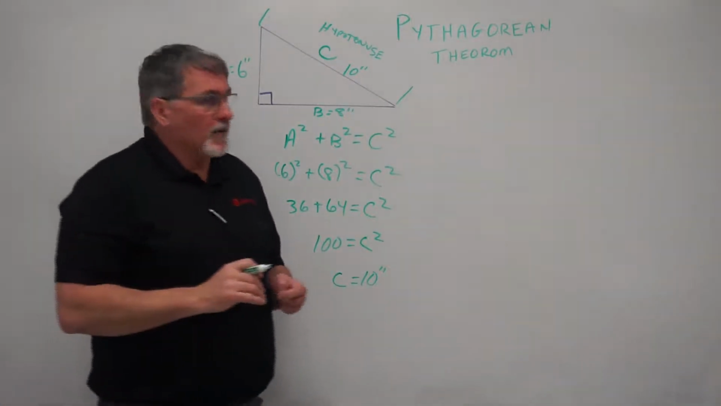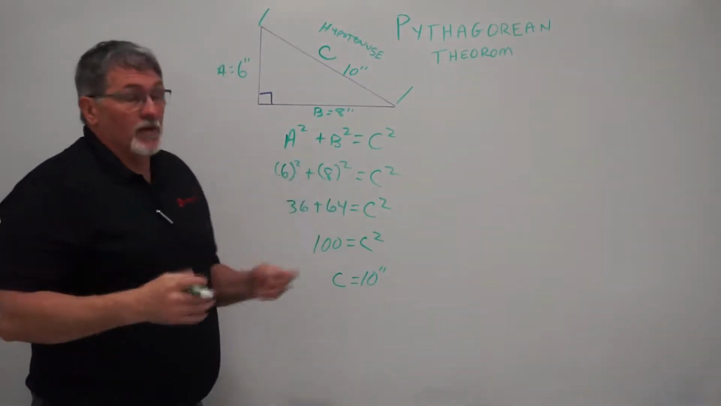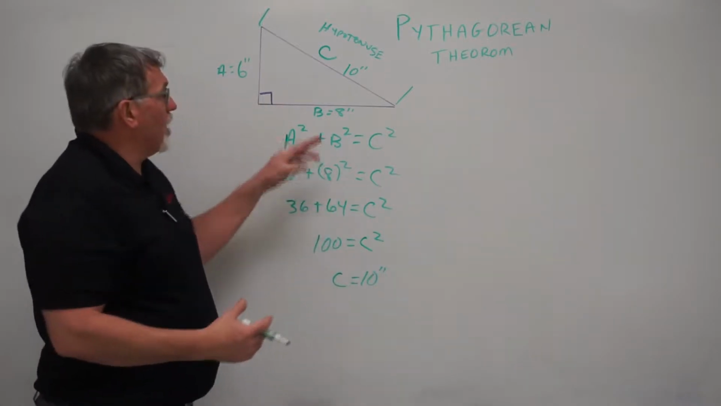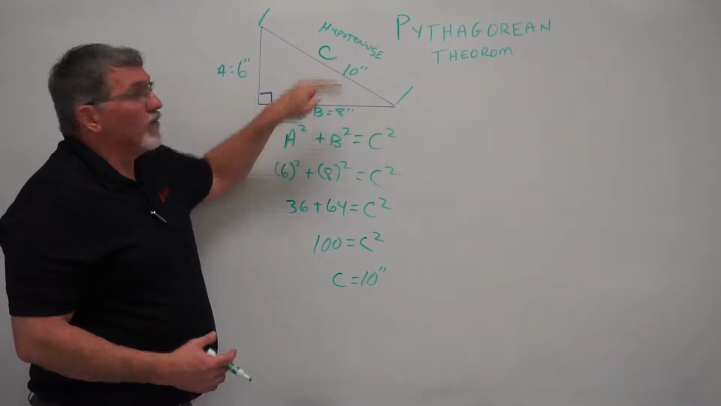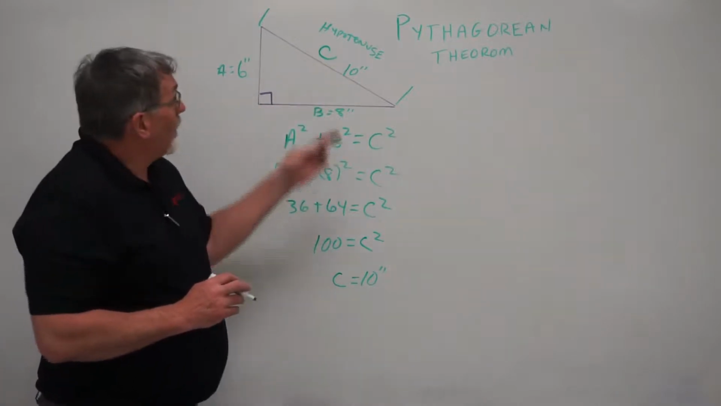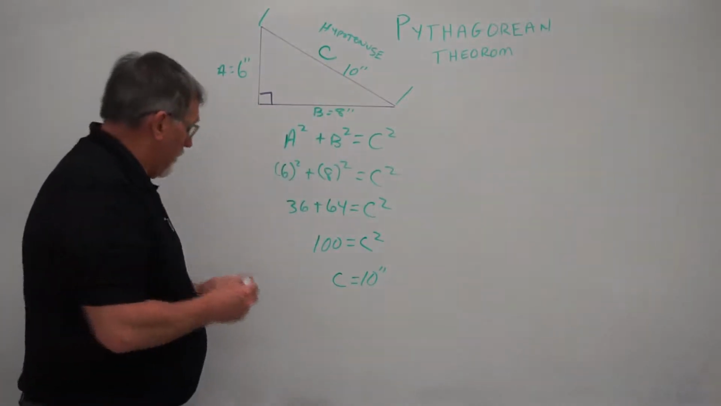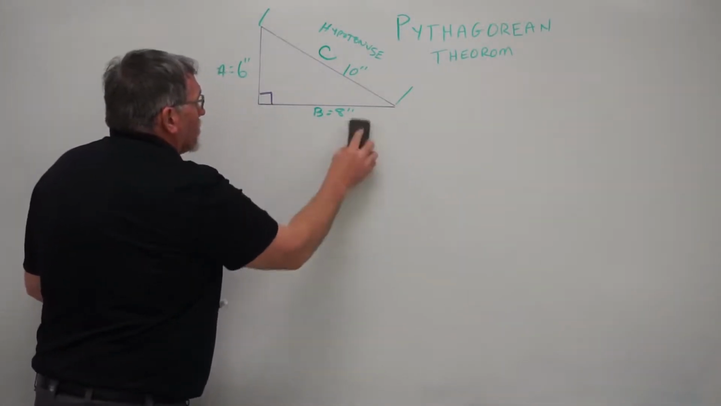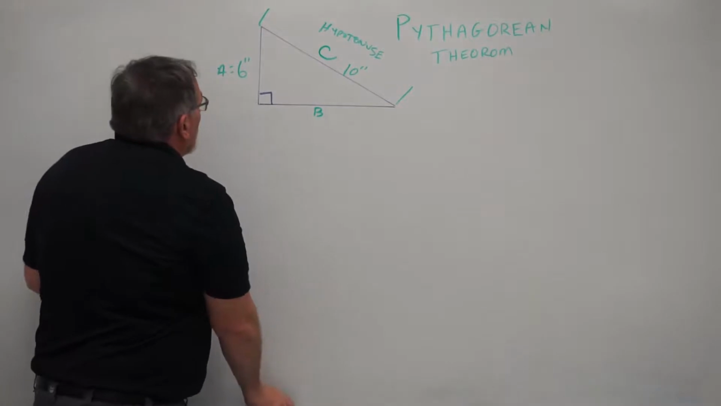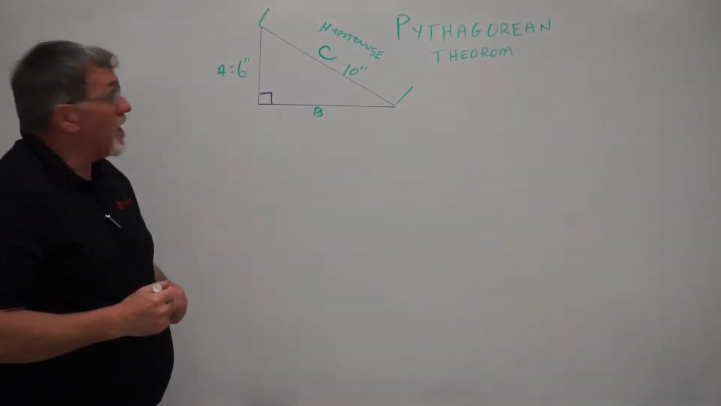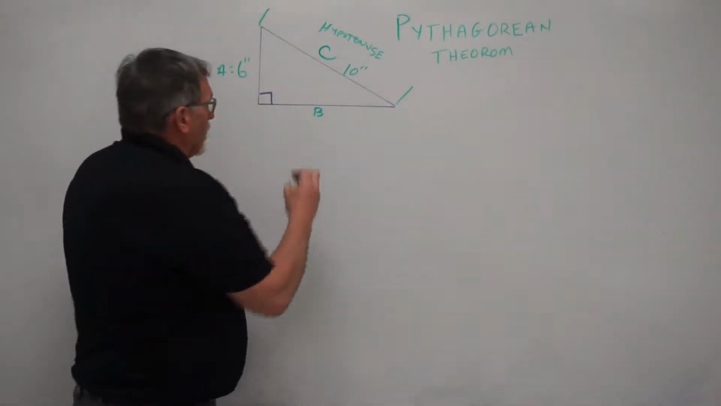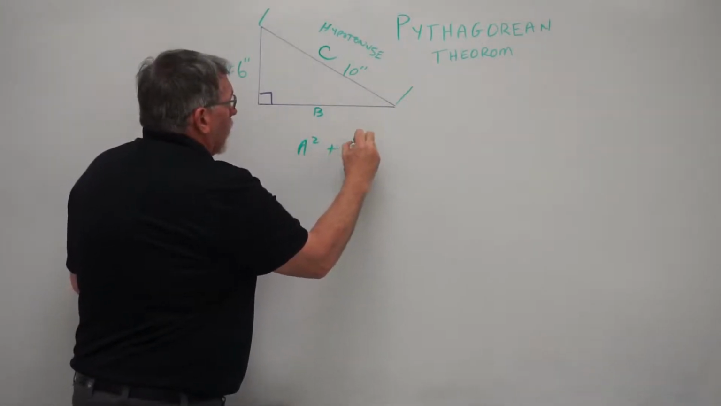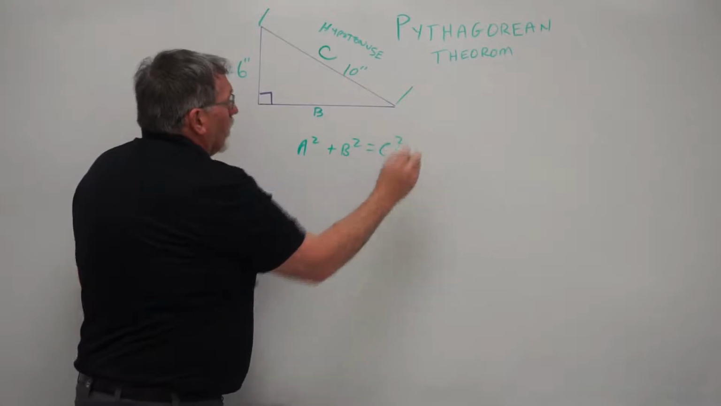The really cool thing about this theorem is because of this relationship, our sides can get longer, our angles can change. As long as we know two of these sides, we can figure out what the other side is. We can also use this the opposite way. If we know the hypotenuse and one side, we can fill our formula out the same way. a squared plus b squared equals c squared.